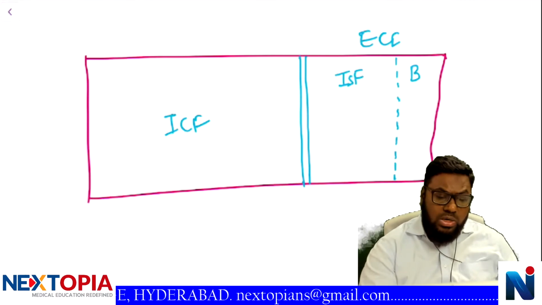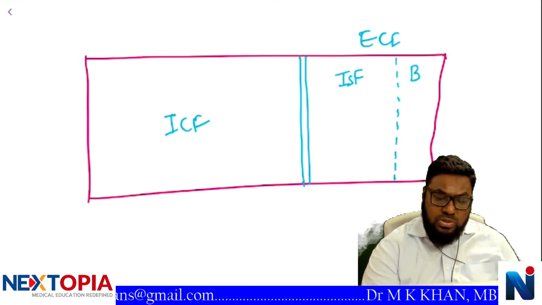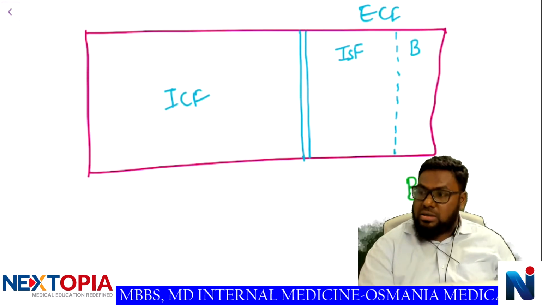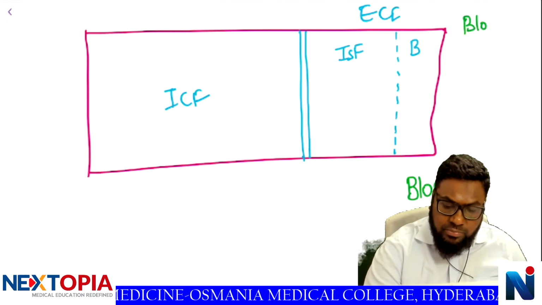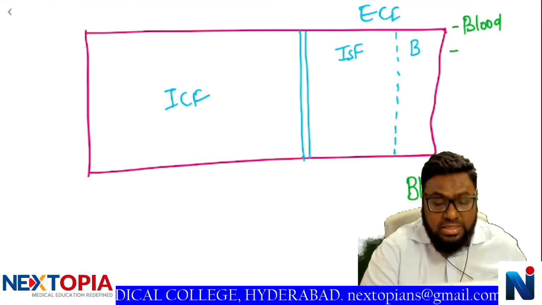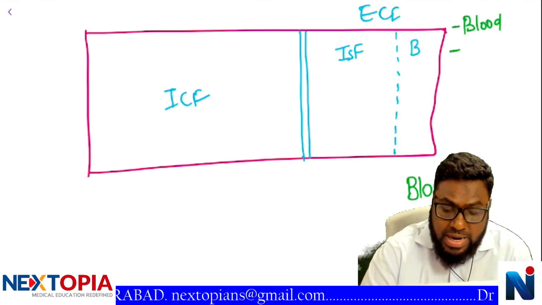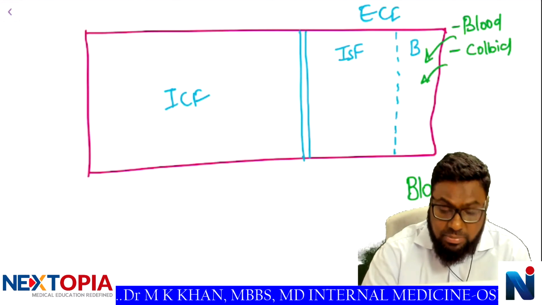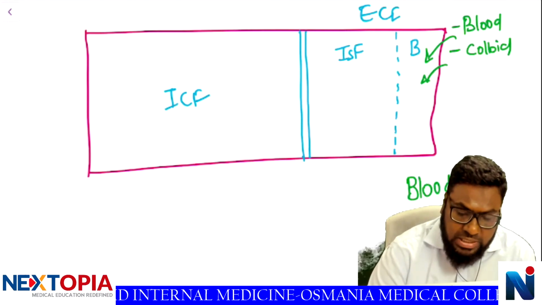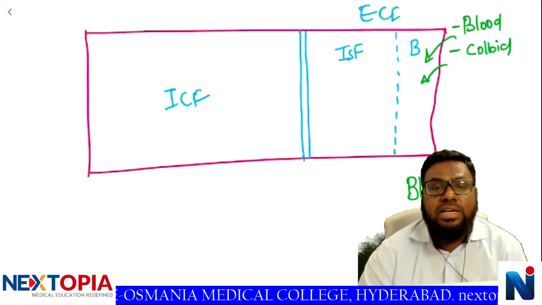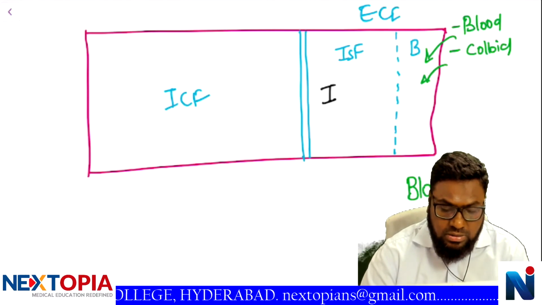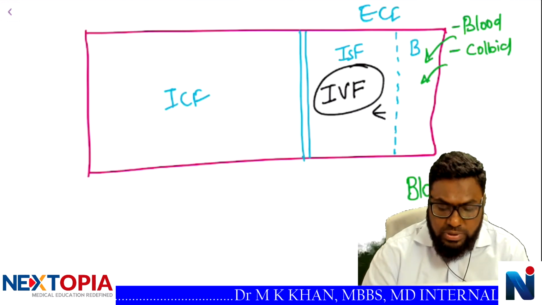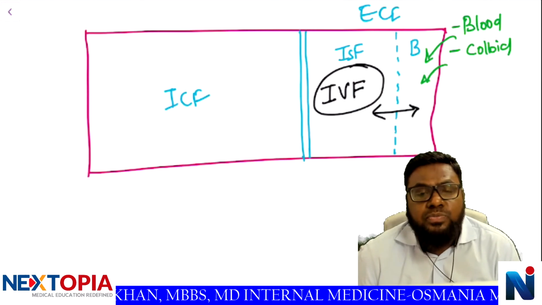Whatever IV fluids you are giving, suppose you are giving blood or blood products like platelets, plasma or packed cells, whole blood, and colloids, they remain inside the blood compartment. Whereas if you are administering saline IV fluids, they enter and remain in both the interstitial fluid compartment and the blood compartment.